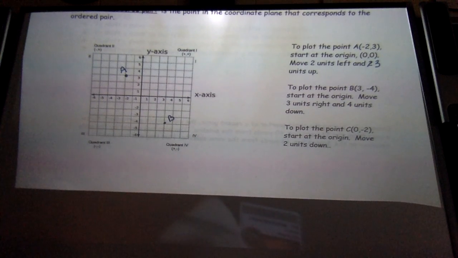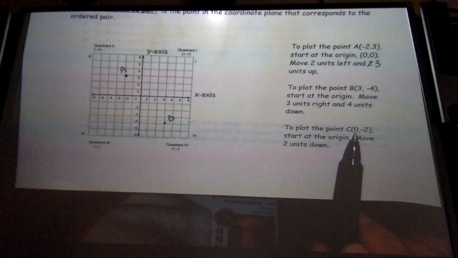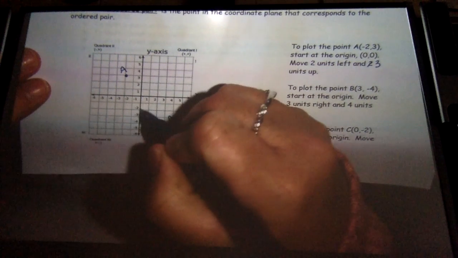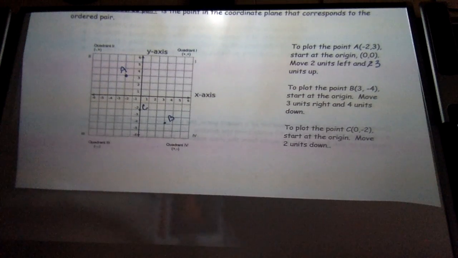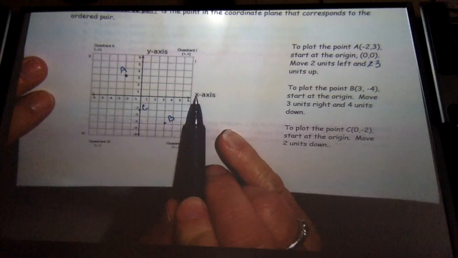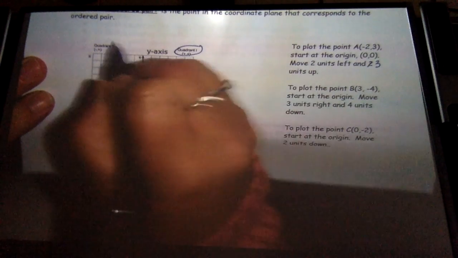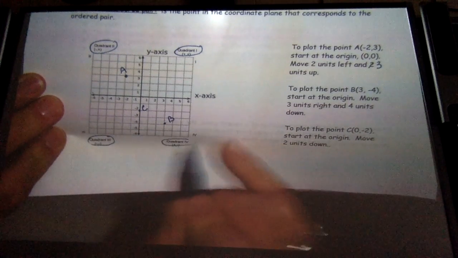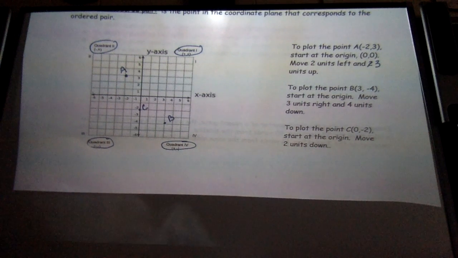And to plot the point (0, -2), we start at the origin. We move 0 units to the right or left, and we move 2 units down. That's C. As you can see on the grid, I have everything labeled. Here's your x-axis. Here's your y-axis. This is quadrant 1, quadrant 2, quadrant 3, quadrant 4. The quadrants go counterclockwise. Questions there?